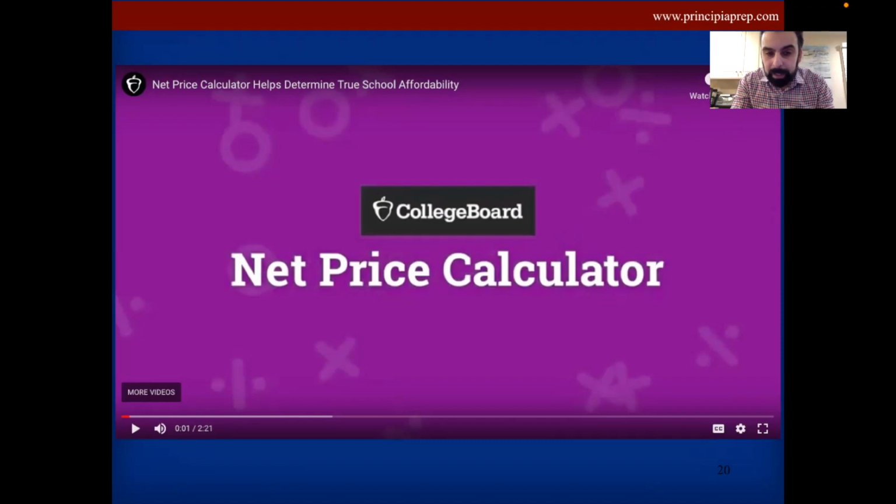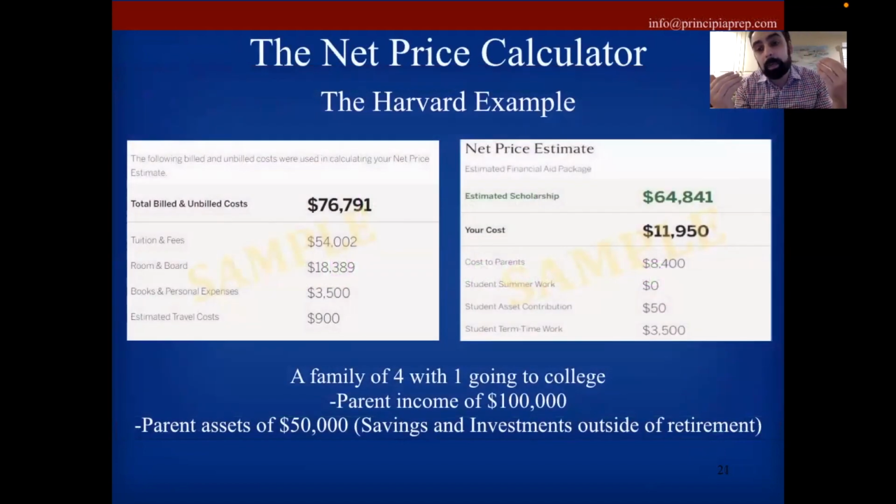The reason I have College Board on here is that when you Google any school's name and the term net price calculator, you almost always get sent to College Board, because most of the net price calculators are on College Board. So I Googled Harvard University net price calculator, because everyone knows Harvard. Harvard came back and said we cost around $76,000. Let's just call it $80,000 next year because they're going to raise their price again. So 80 grand. I plugged into their net price calculator that we're a family of 4, we make $100,000 a year, and we have $50,000 in investments outside of retirement. And Harvard came back and said, if you get accepted, we're going to give you $64,841 of grant money.